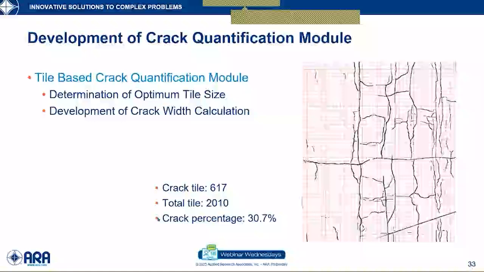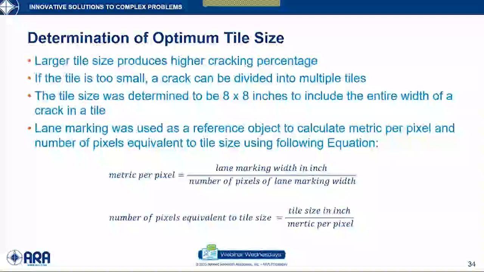And the first component of this module is to determine the optimum tile size. The higher tile size produces higher cracking percentage due to the total number of tiles being significantly reduced when the tile size increases. However, if the tile size is too small, a crack can be divided into multiple tiles, which affects the result of tile-based crack width calculation later. The tile size was determined to be 8 by 8 inches to include the entire width of the crack in the tile. However, this number can be changed based on the image.